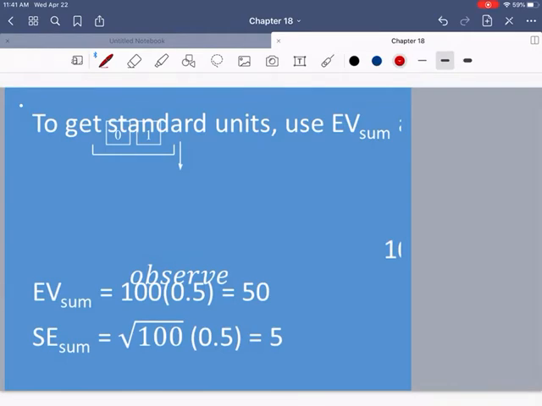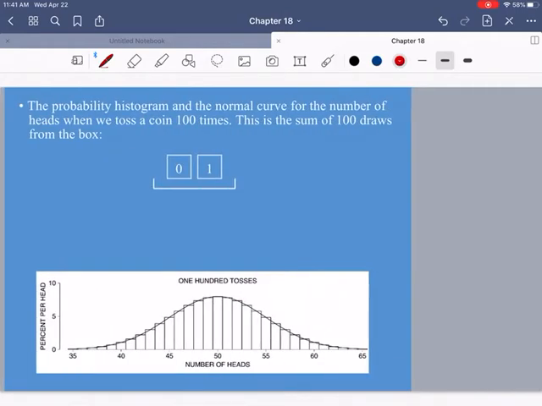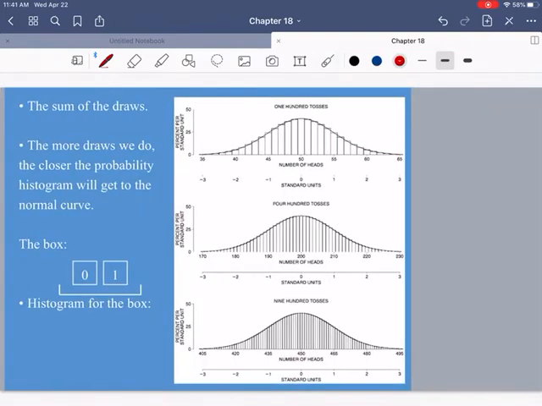Okay, so we see these formulas again, EV sum and SE sum. I'm not going to spend much time on this. Just know that you still need to know those formulas. EV sum is the number of draws times the average. SE sum is the square root of the number of draws times the SD. Okay, don't care about that slide. I do care about this slide.